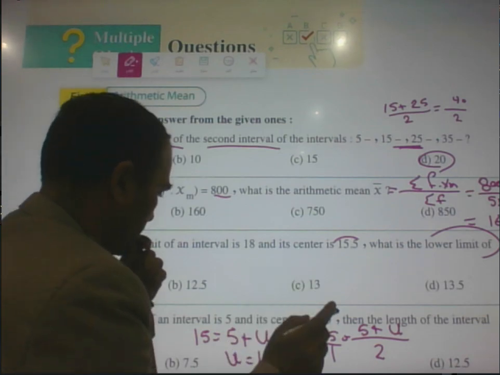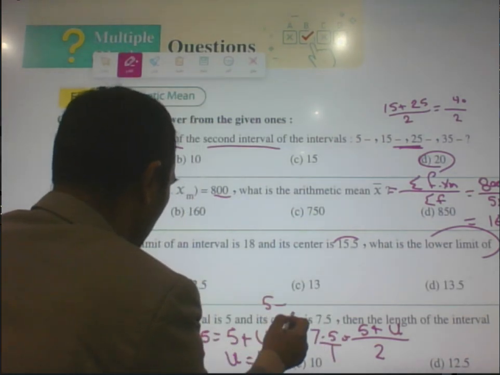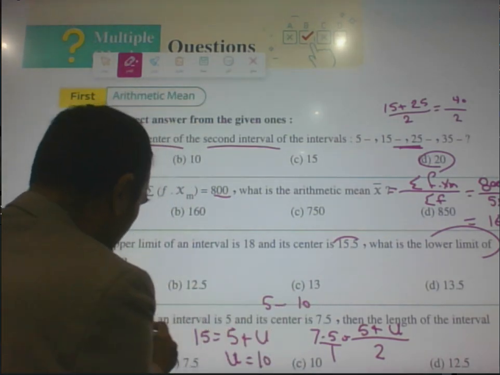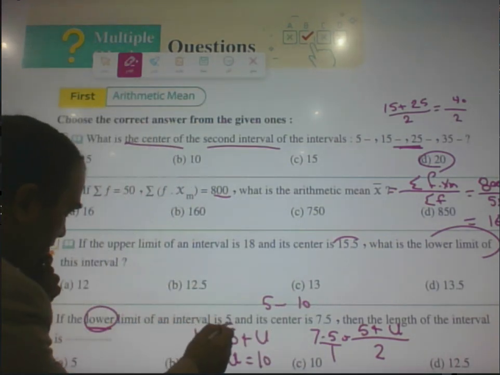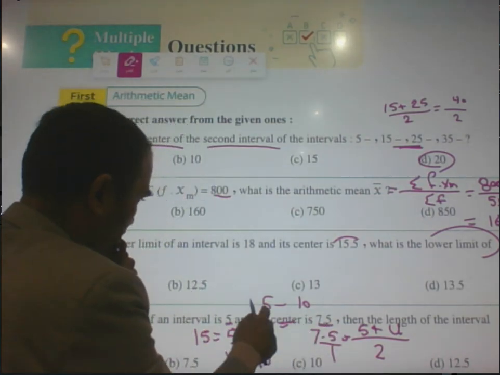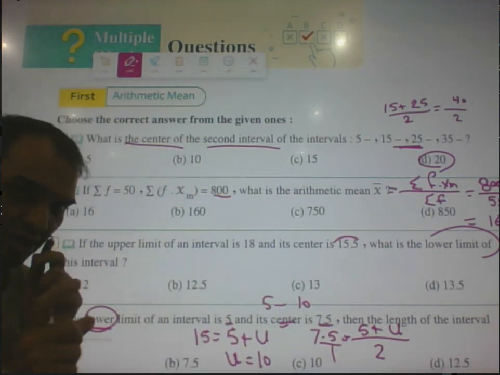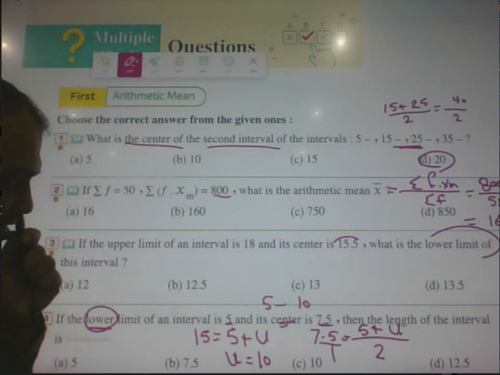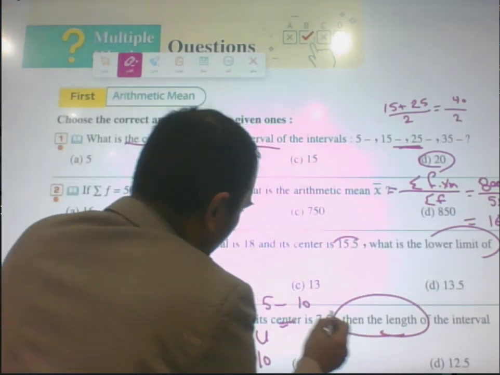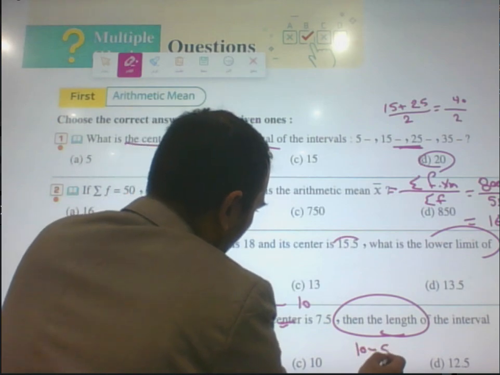So the interval starts from 5 to 10, because the lower was 5, and the center 7.5 lies between 5 and 10. He wants to find the length. Okay, pay attention. The length is the difference between 10 and 5.